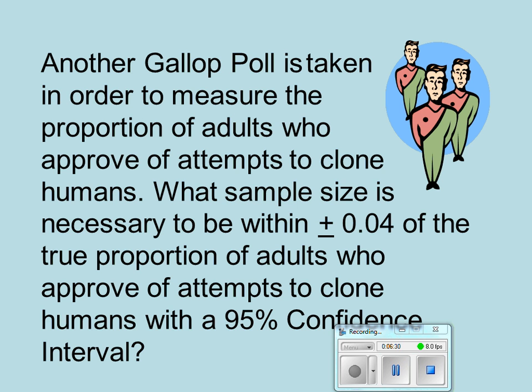So let's take a look at another example. Another Gallup poll is taken in order to measure the proportion of adults who approve of attempts to clone humans. What sample size is necessary to be within plus or minus 4% of the true proportion of adults who approve of attempts to clone humans with a 95% confidence interval? So we want to use a 95% confidence interval, and we're given 4%. Notice there's no sample size. We don't know what the sample size is. We know the plus or minus, and we know the confidence level.